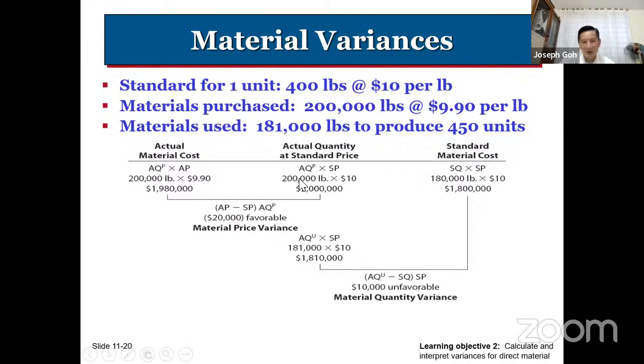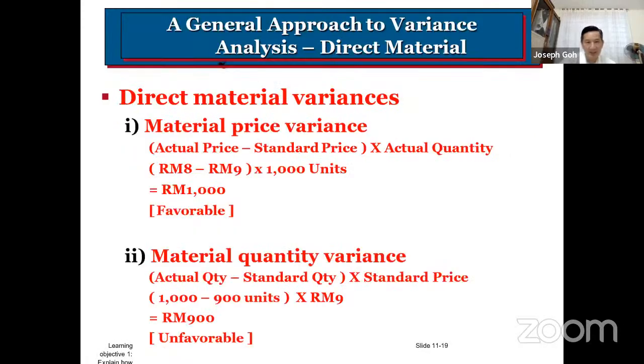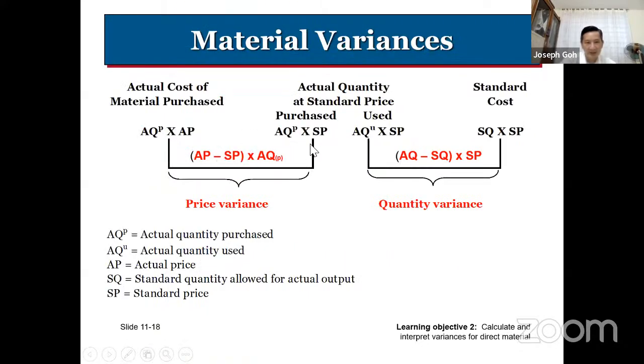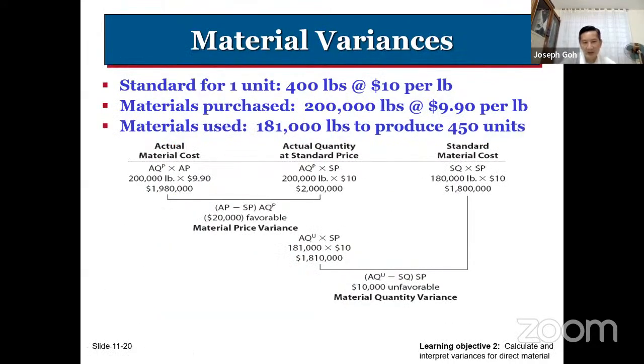Standard price for actual quantity purchased is the actual quantity times standard price. Go back to this to recap again. It's in here. Actual quantity times standard price. So your actual quantity you buy is 200 pounds. What's the standard price in this example? The standard price in this example is $10 per pound. They have given it to you already. So it's 200 times 10, you get 2 million.